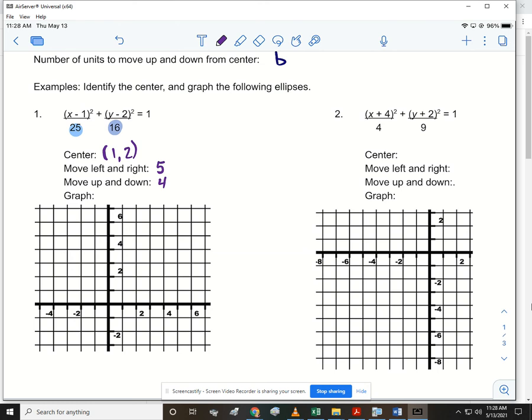And so let's do this graph. We're going to go to the center, 1, 2, and put a point. And from that center, I'm going to move 5 left and right. And then I'll move 4 up and down. Okay. And then connect those with an oval shape.